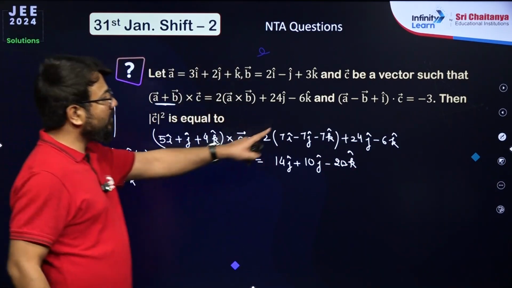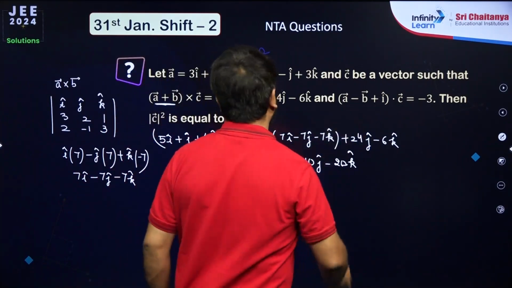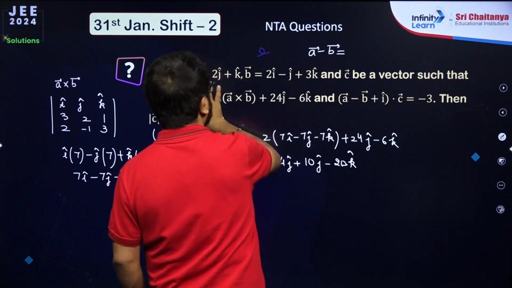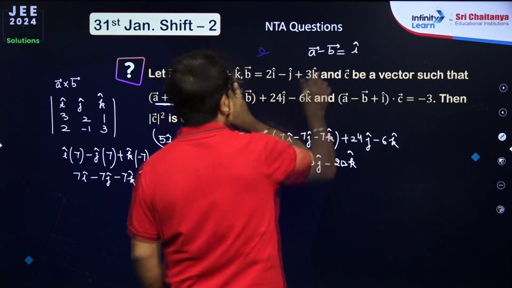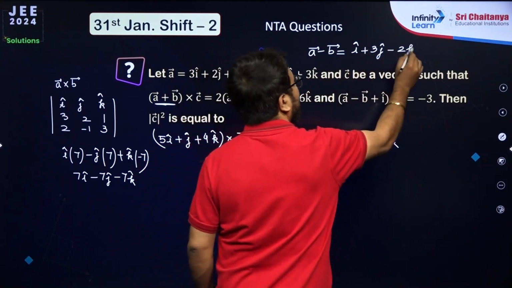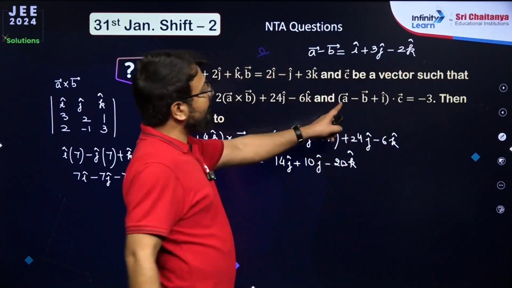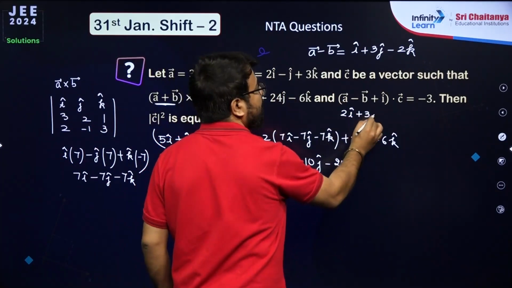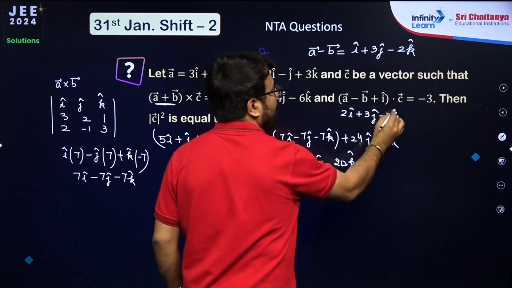Now there is one more option being given of a minus b. Do you know what a minus b is? Let us write it here first. a minus b is 3 minus 2, that is I; 2 plus 1, that is 3J; and K minus 3K, that means minus 2K. This a minus b is dotted with I cap, so it becomes 2I plus 3J minus 2K.